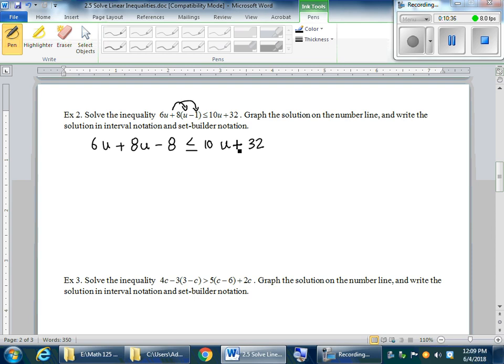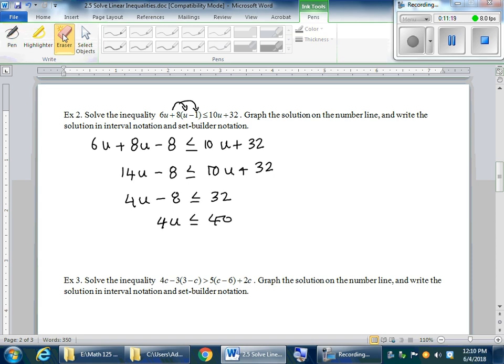So now, on the left-hand side, combining like terms, 6u plus 8u is 14u minus 8 is less than or equal to 10u plus 32. So isolating the variable, I subtract 10u on both sides, so this gives me 4u minus 8 is less than or equal to 32. Adding 8 to both sides gives us 4u is less than or equal to 40.